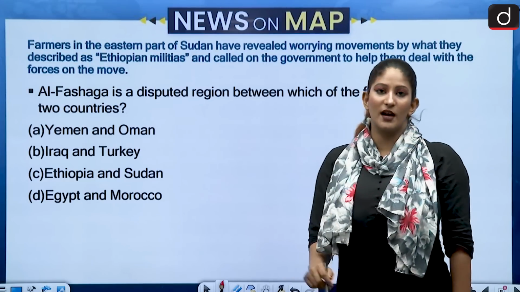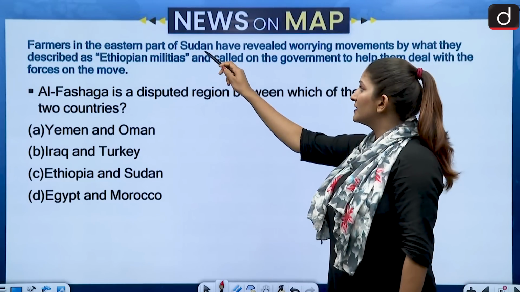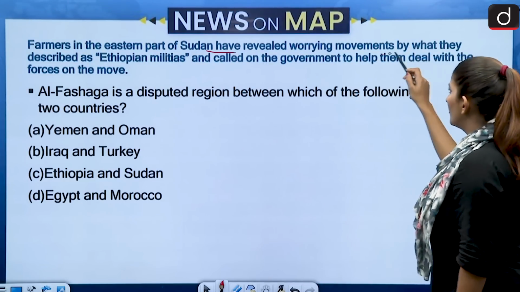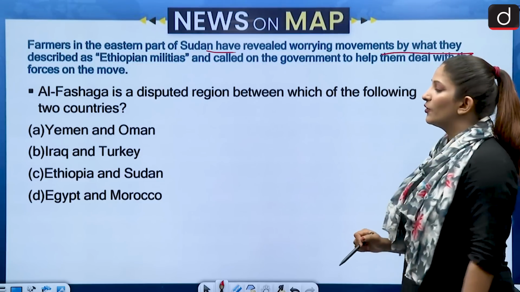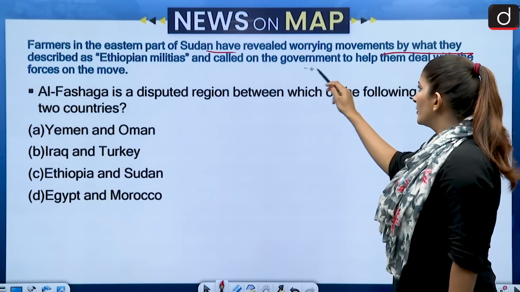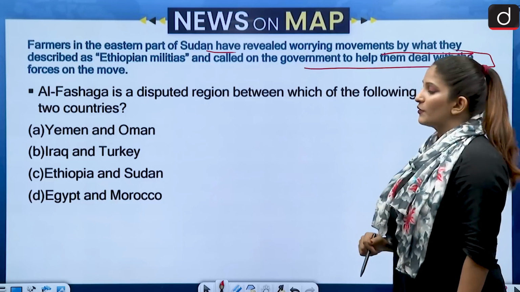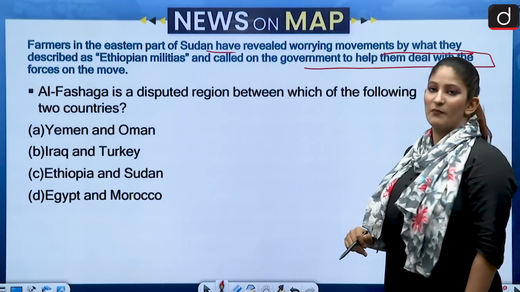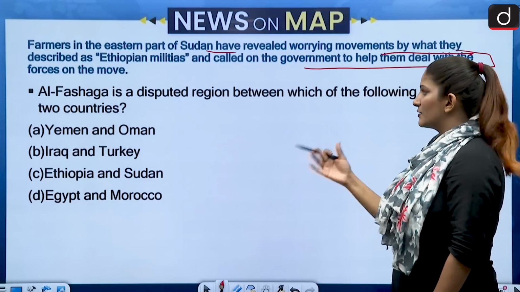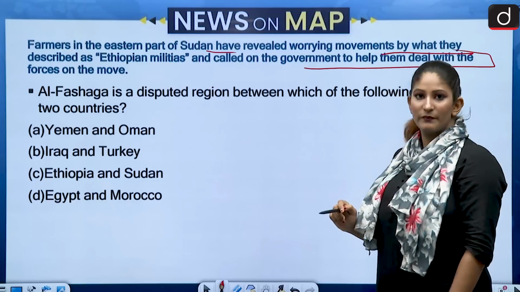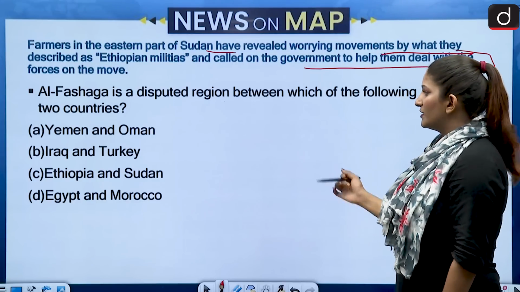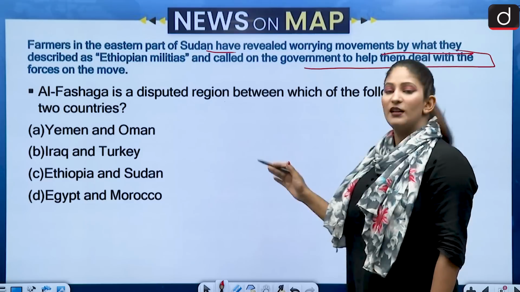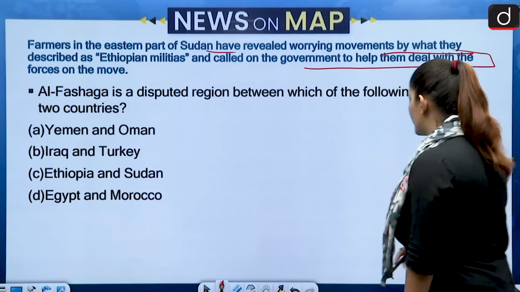Now this question will be asked why? Because farmers in eastern part of Sudan have revealed worrying movements by what they described as Ethiopian militias and called upon the government to help them deal with the forces on the move. So from that we can find this question. Al-Fashaga or Al-Fushka it is also said, it's a disputed region between which of the following 2 countries? Yemen and Oman, Iraq and Turkey, Ethiopia and Sudan, and then we have Egypt and Morocco.